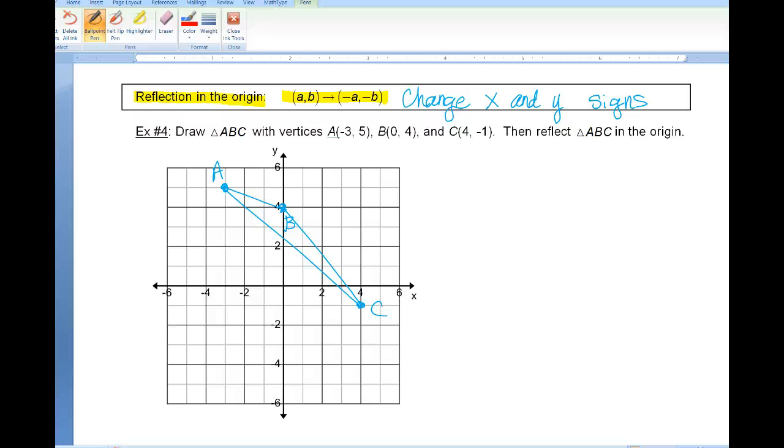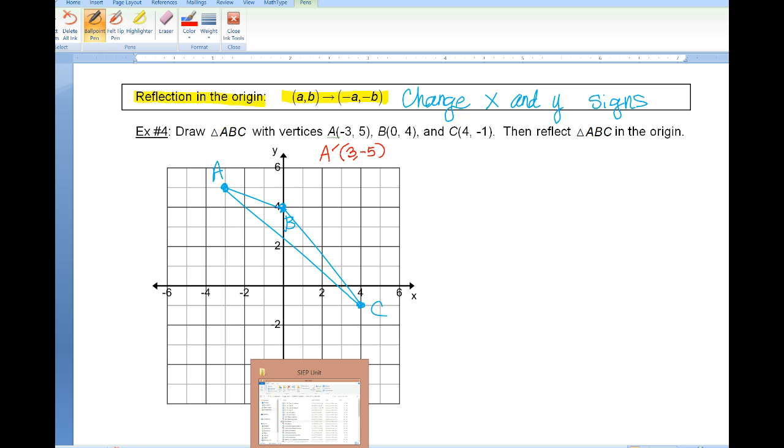Yes. Okay, so let's do A. If it gets a little confusing, just go look at A. A was -3, 5. So A is going to become 3, -5. We switch the sign. We don't switch the order. We just switch the signs. So both of them switch instead of just one of them. Yeah, both of them switch, because a reflection in the origin is a reflection in the x-axis followed by the y-axis.